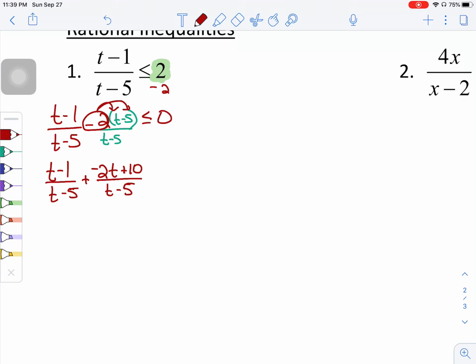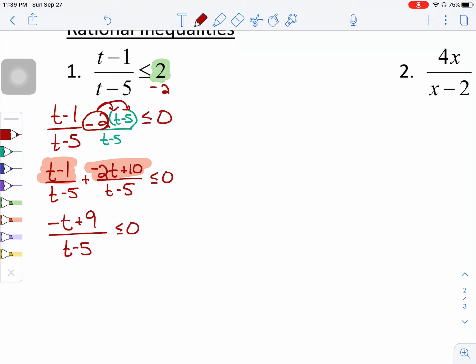All right, now that my two fractions have a common denominator, I can combine them. So that means I am going to be able to combine this numerator with this numerator. Look for your like terms. t plus negative 2t would be negative t. Negative 1 plus 10 would be positive 9, all over t minus 5. And at some point I lost the inequality sign here. Sorry about that.